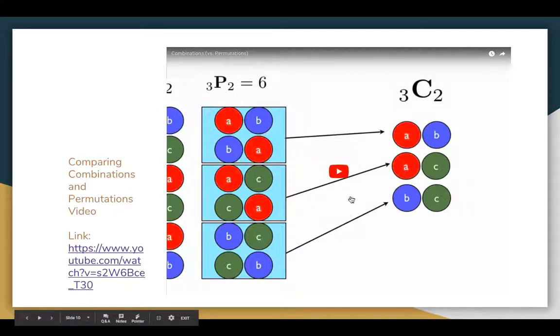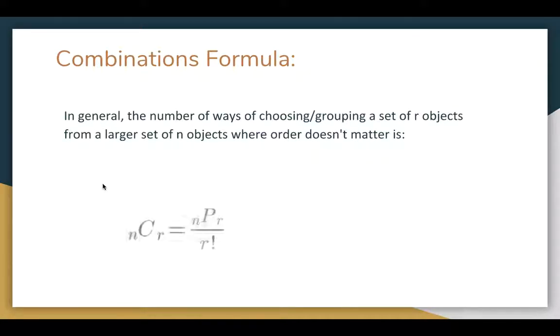Here's a video that helps explain that, so you can watch that on your own time. The combination formula in general is nCr, which is nPr over r factorial. And if you sub in the factorial part of nPr, you actually get this part here, n factorial over (n minus r) factorial, is the permutation, and then divided by another r factorial is the combination. So you can see it's smaller because it's got that extra r factorial on the bottom.